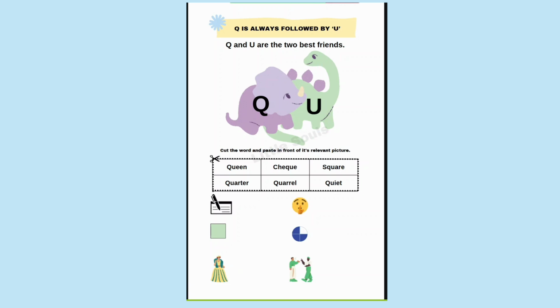So here, cut the word and paste in front of its relevant picture. So this is queen. We need to cut it and paste it in front of the relevant picture. Similarly, it's check, it's square, it's quarter, it's quarrel, it's quiet.